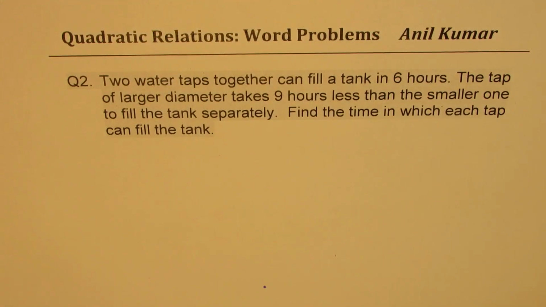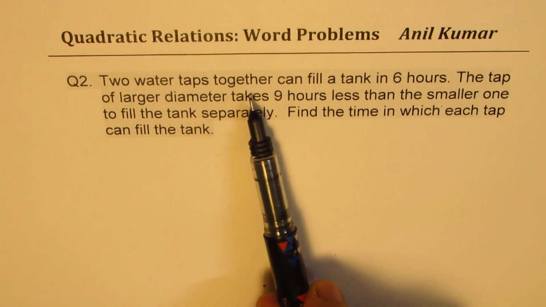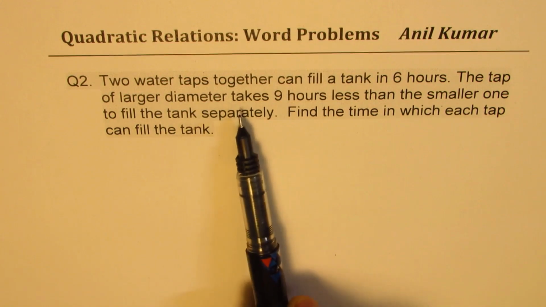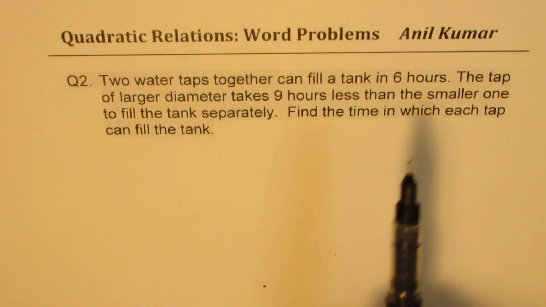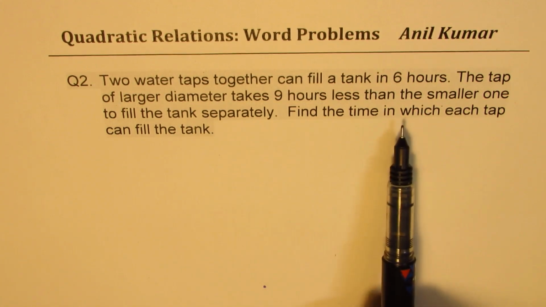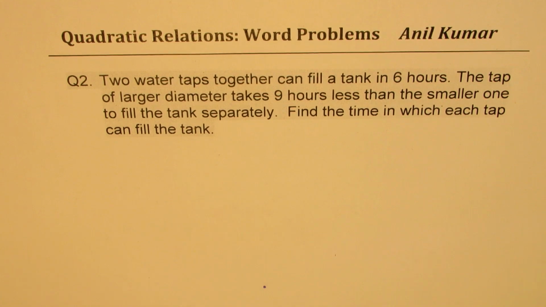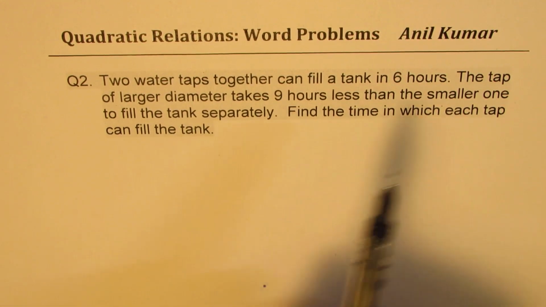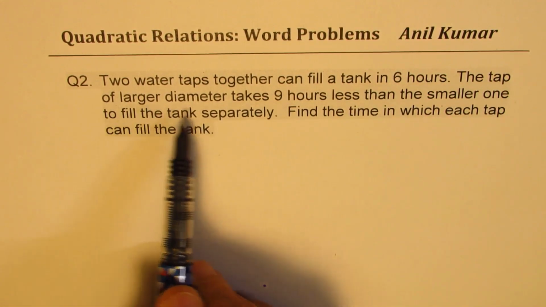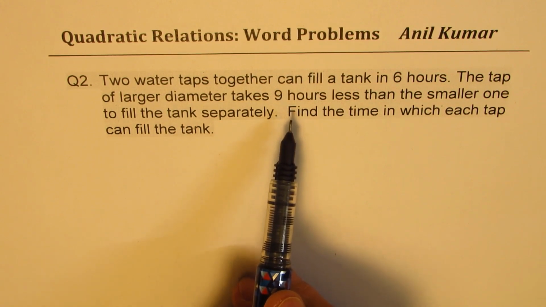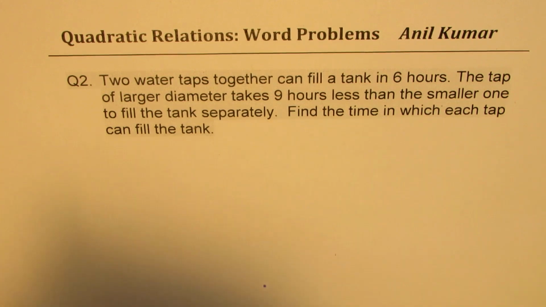Question number 2. 2 water taps together can fill a tank in 6 hours. The tap of larger diameter takes 9 hours less than the smaller one to fill the tank separately. Find the time in which each tap can fill the tank. Now let's define our variables. We know that the smaller takes some time and the tap of larger diameter takes 9 hours less. So we'll begin by defining x be the time in hours for smaller tap, right?